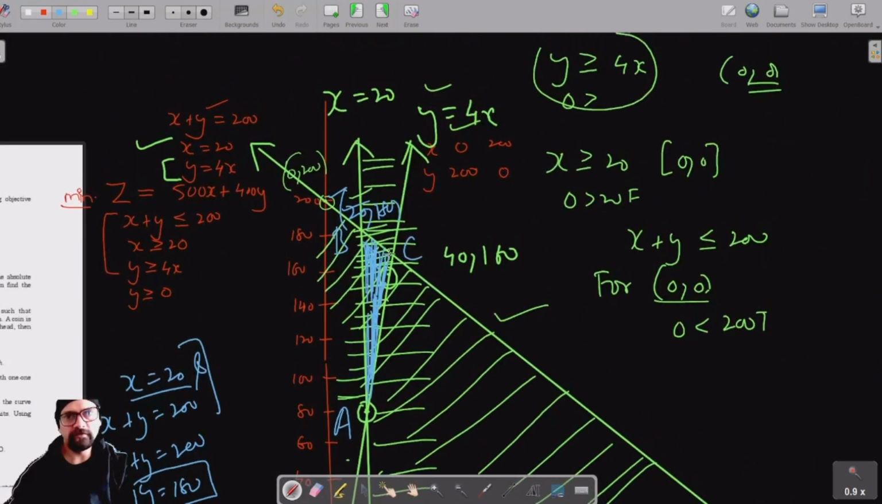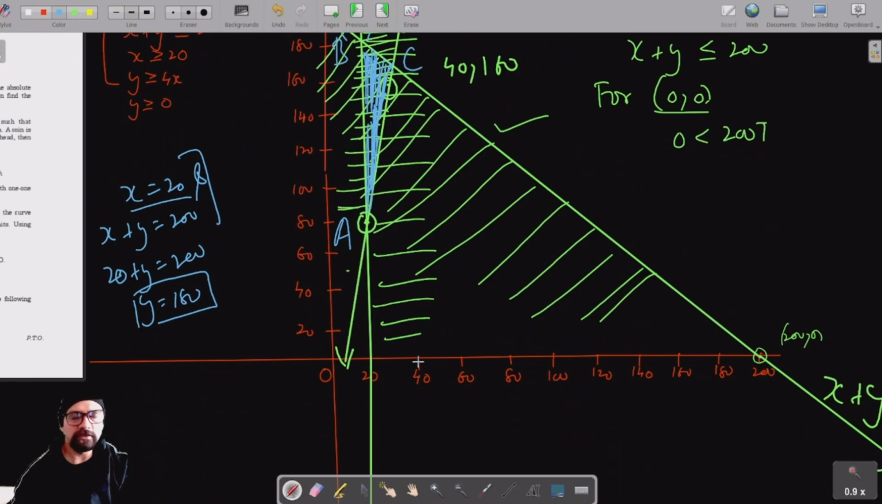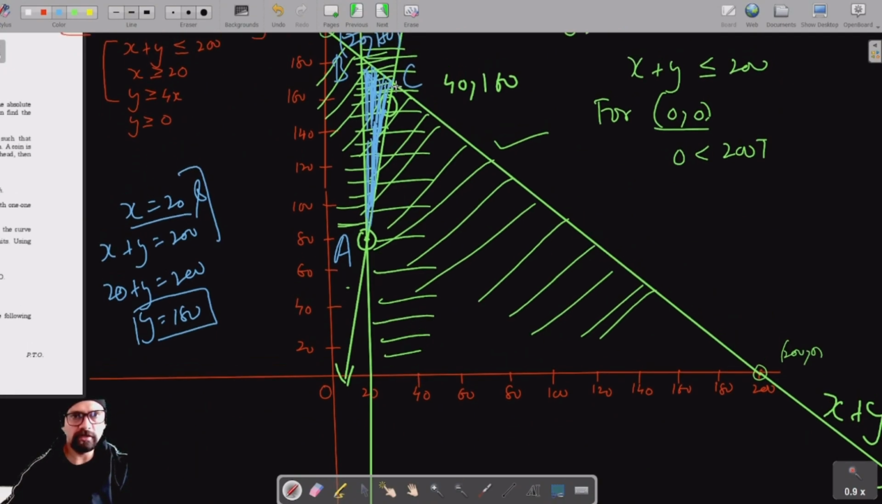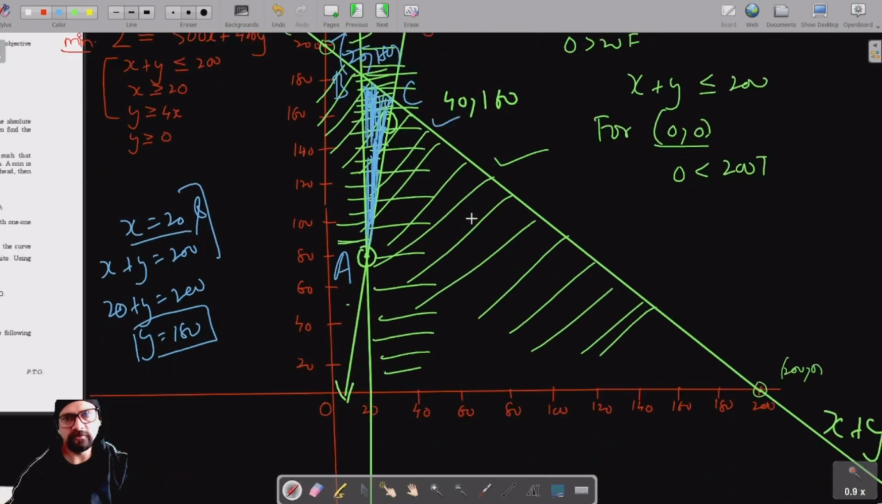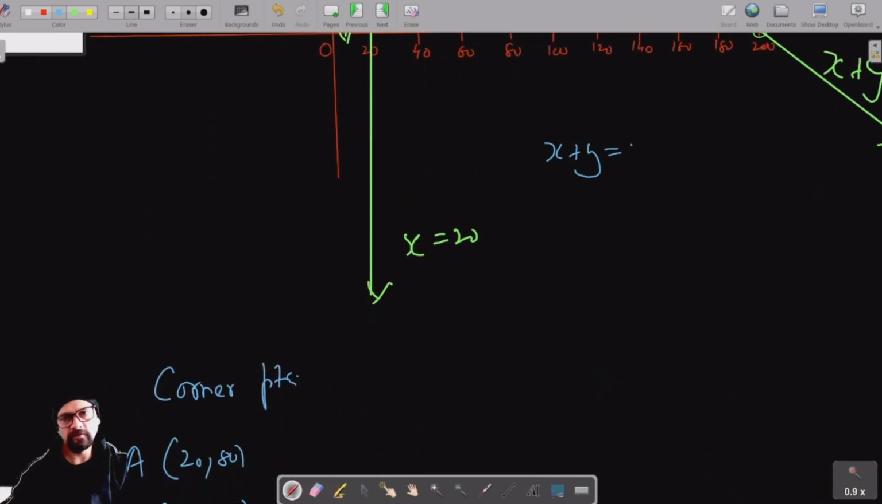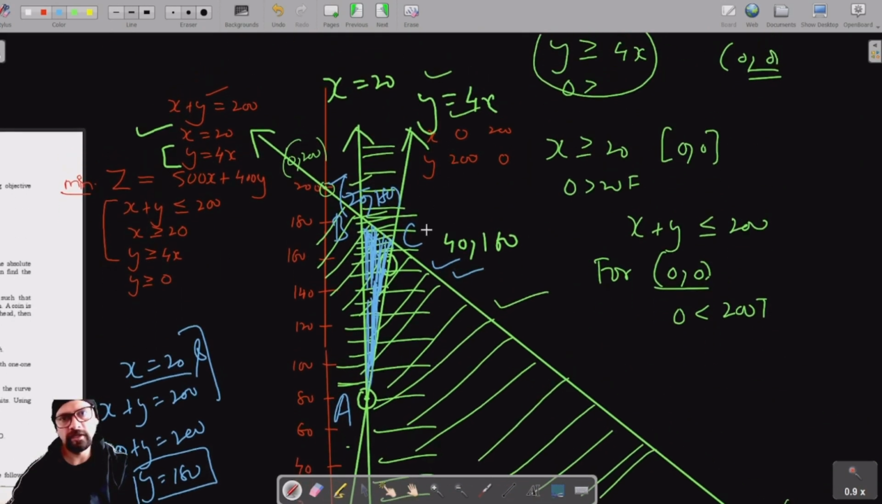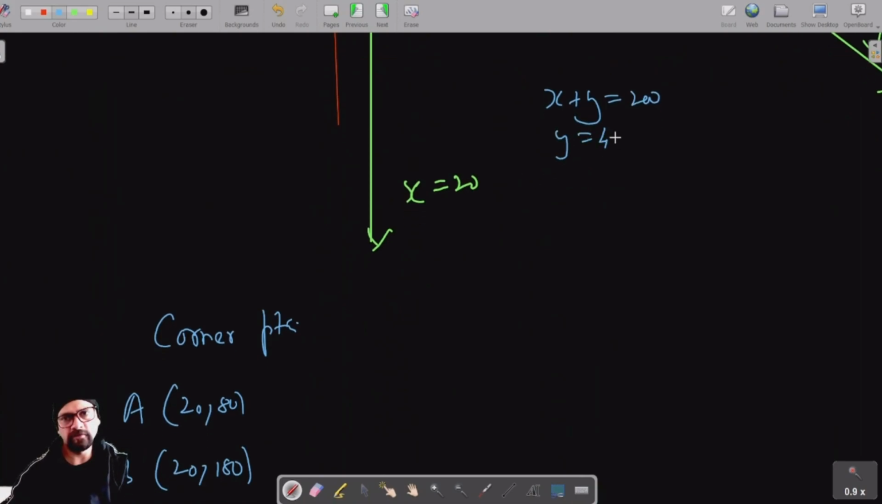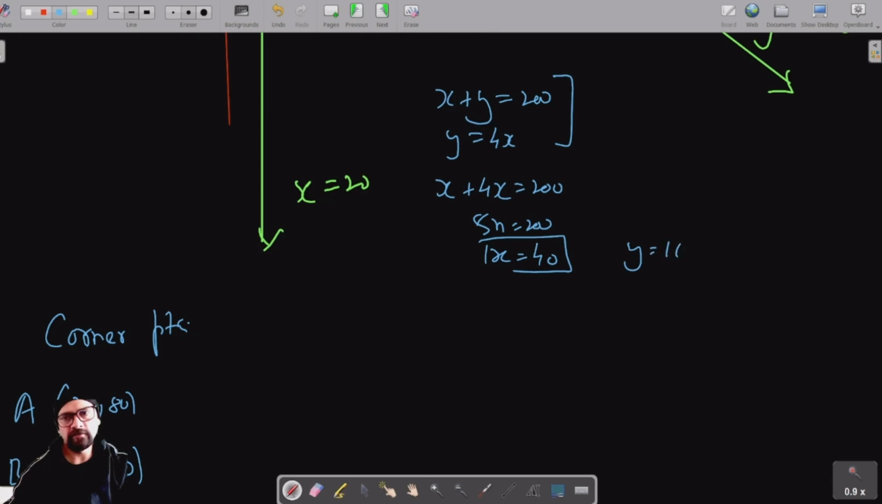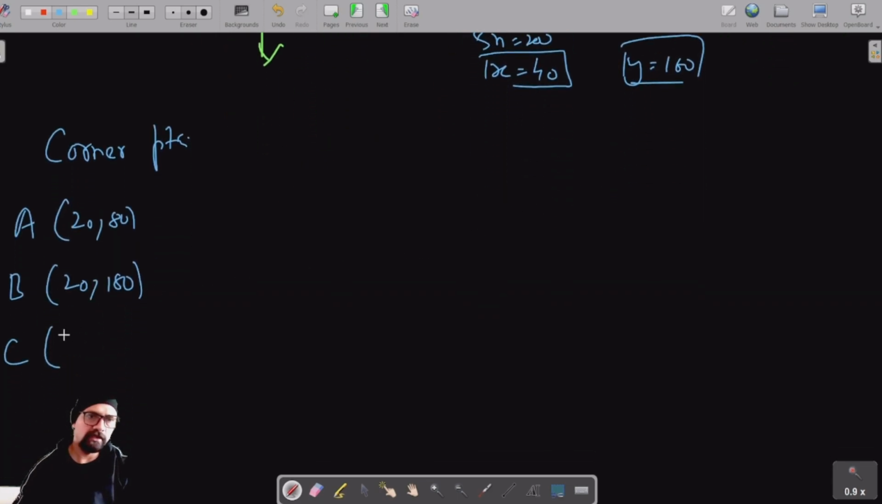And the third corner point C. So let's try to solve this. Third corner point C is the point of intersection of x plus y is equal to 200 and y is equal to 4x. Solving this gives x plus 4x is equal to 200. So this is 5x is equal to 200 and x is equal to 40, which gives y is equal to 160. So this is 40 comma 160.